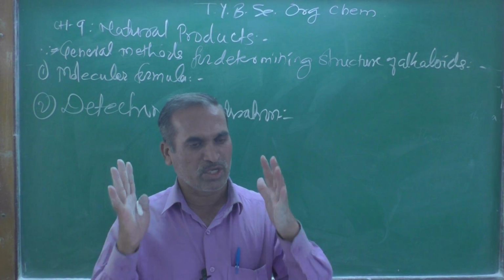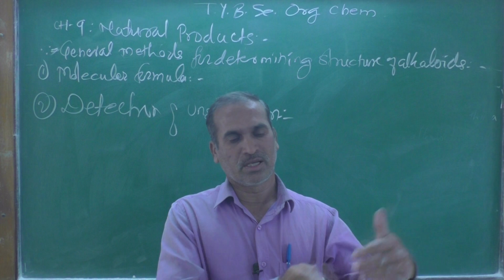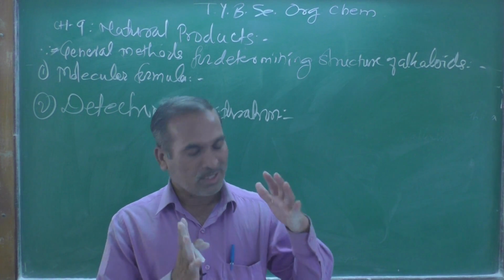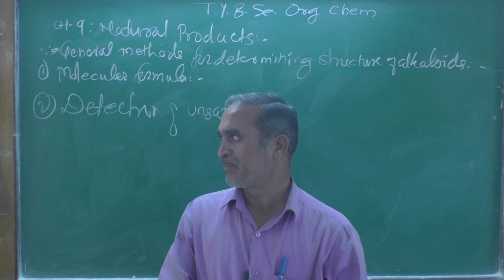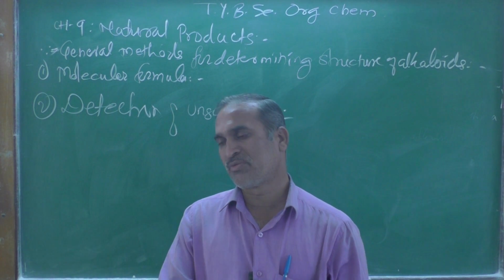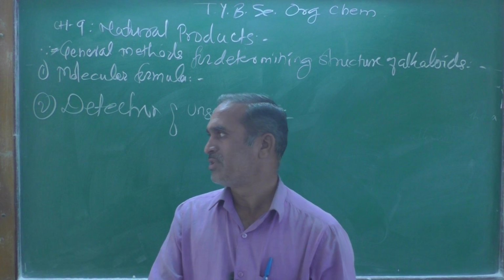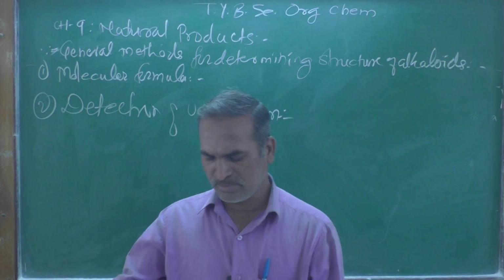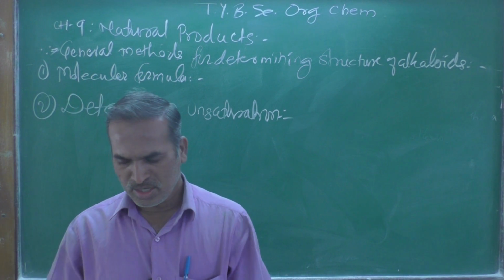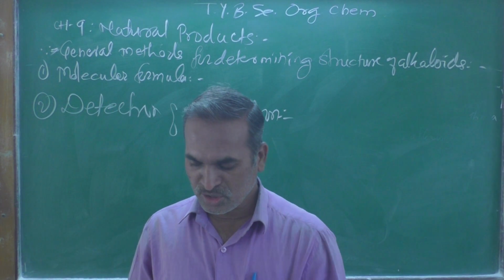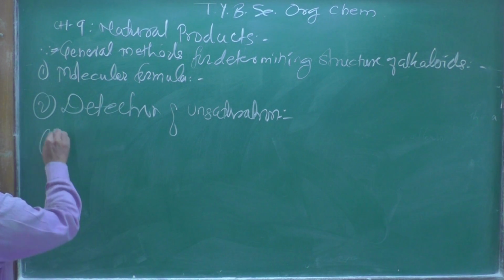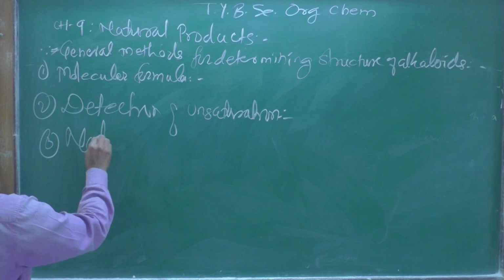So that we already discussed in our previous lecture while studying the general method for detection of unsaturation for terpenoids. So the same you can use over here. Now the third one is nature of oxygen.